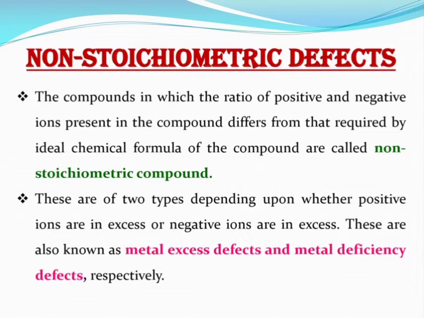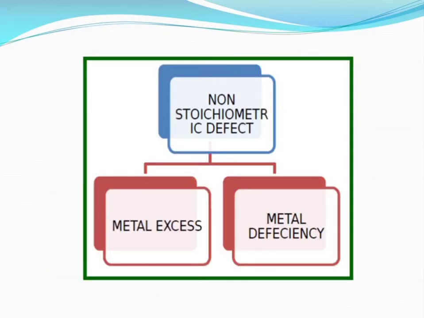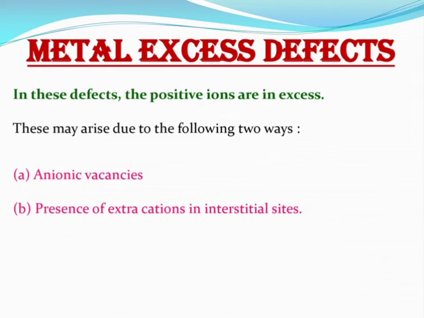There are two types depending upon whether positive ions are in excess or negative ions are in excess. These are also known as metal excess defects and metal deficiency defects respectively. Thus, there are two main divisions of non-stoichiometric defect: one is metal excess and another is metal deficiency. So let us discuss metal excess defect.